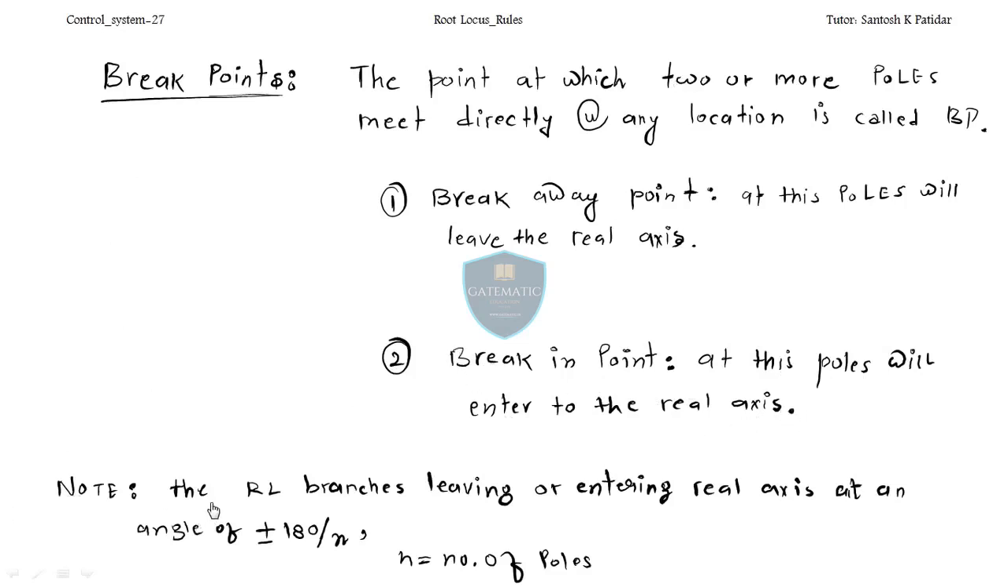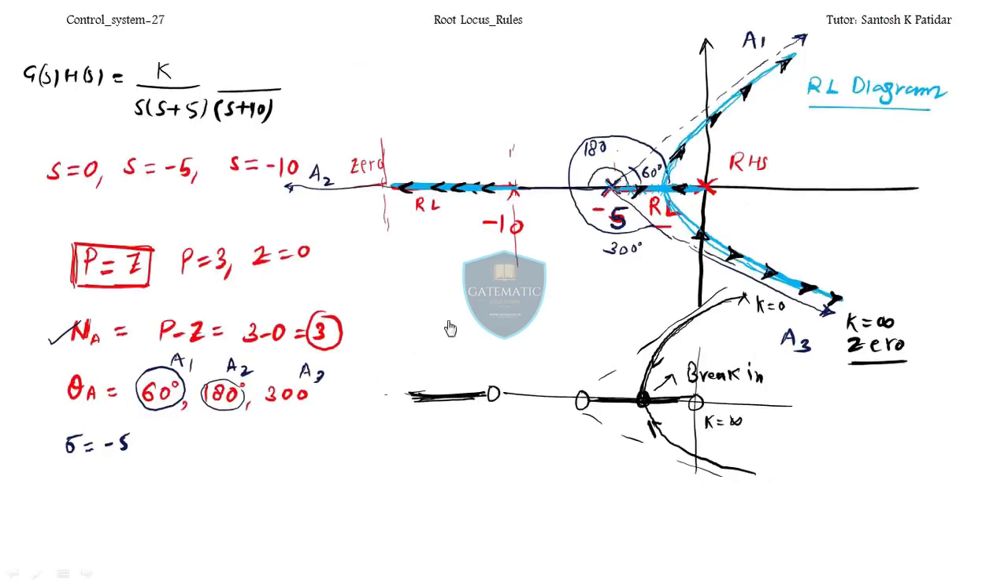Now note one thing. And one more thing, 2 or more. There may be 3 poles, 4 poles, 5 poles, whatever, but it should be greater than or equal to 2. The note point is the RL branches leaving or entering the real axis at an angle of ±180 degree by n, where n is the number of poles. What I mean is, you will understand over here.